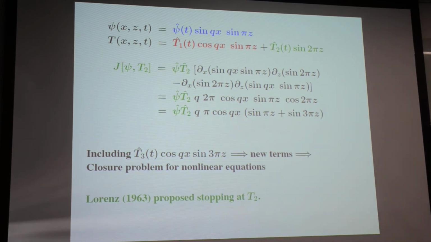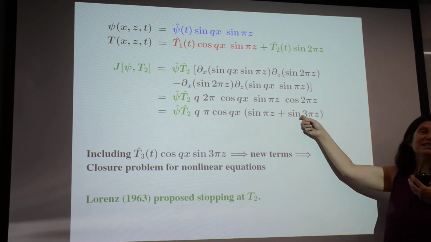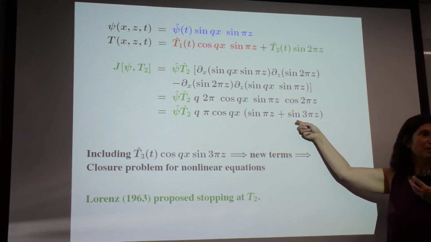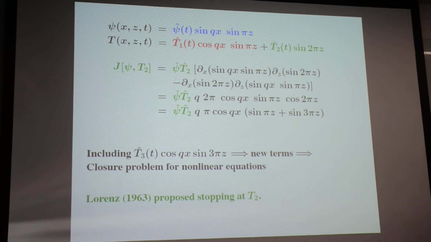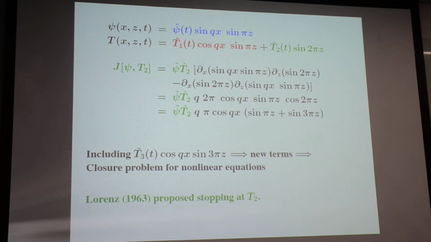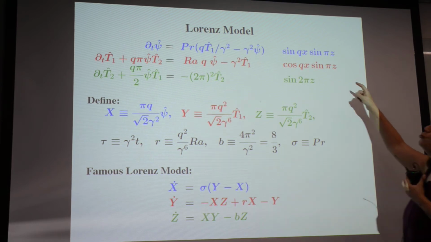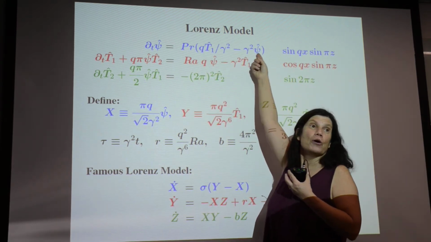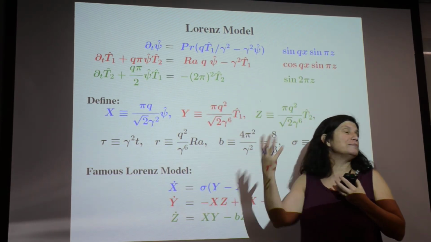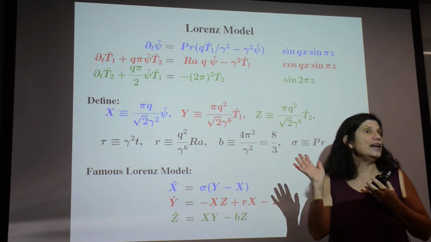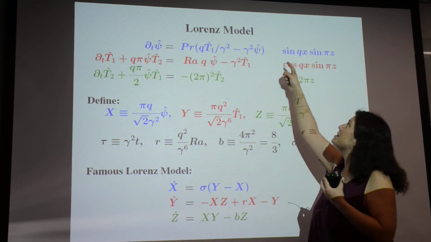And now we're going to plug in, and we're going to ignore the fact that we generate a sine 3 pi z here, because then we'd need a new functional form and so on. And here's what we get. You remember this equation from before. It's the same one as before, because we saw that psi, Laplacian psi, didn't generate anything new. So this is the same one as before.